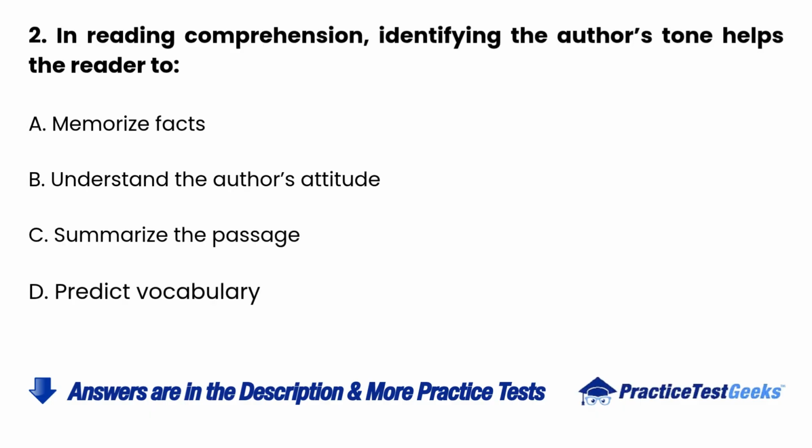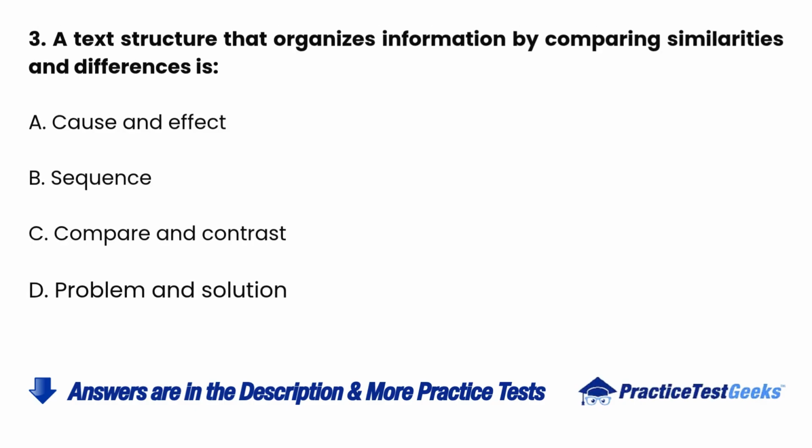2. In reading comprehension, identifying the author's tone helps the reader to A. Memorize facts. B. Understand the author's attitude. C. Summarize the passage. D. Predict vocabulary.